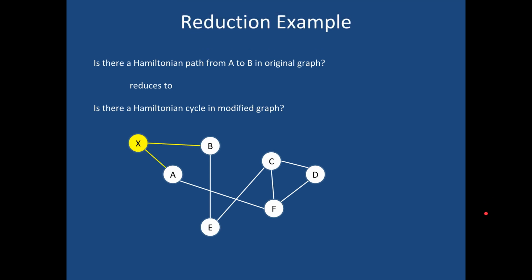the transformation we made was to add a new vertex x and have x have an edge to B and an edge to A as 2 endpoints. And then we asked the question, does this modified graph contain a Hamiltonian cycle? And my claim is this will contain a Hamiltonian cycle if and only if the original graph contained a Hamiltonian path from A to B.